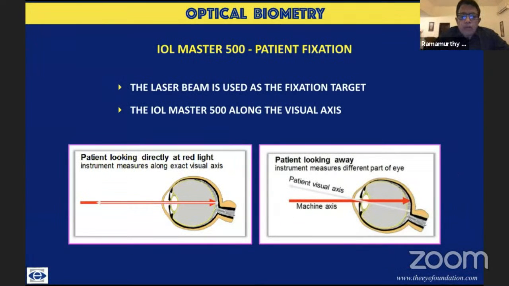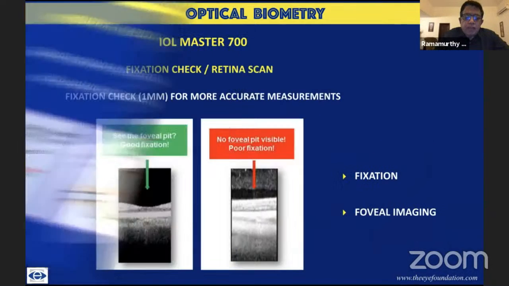When it was the IOL-Master 500, here again the patient had to look directly at the red light, and that's the reason that we thought that it is most often concentrated on the visual axis. But in case the patient looks away, then the instrument measures a different part of the eye, and there was no objective way of checking whether the patient is focusing through the fovea or is looking away at the time of taking the measurement.